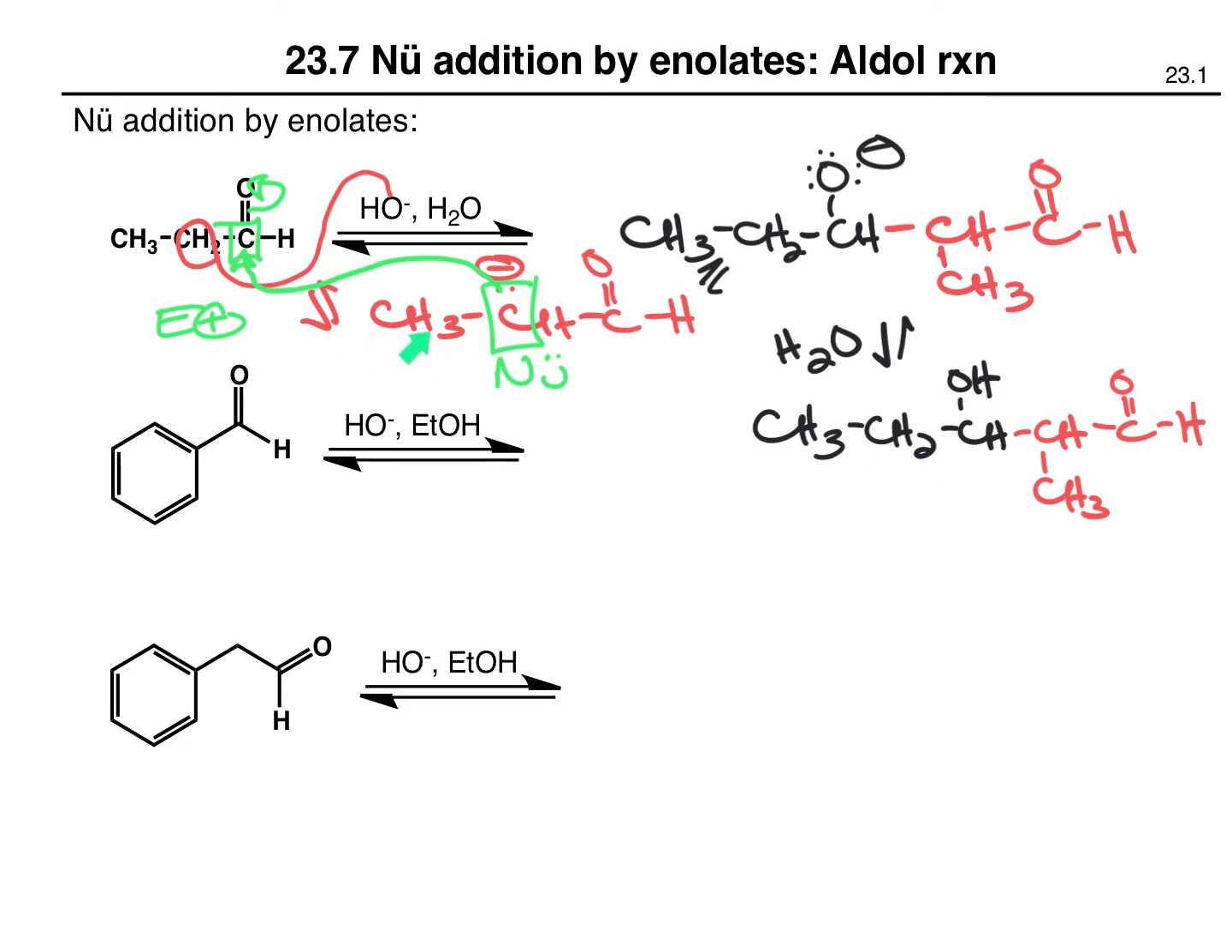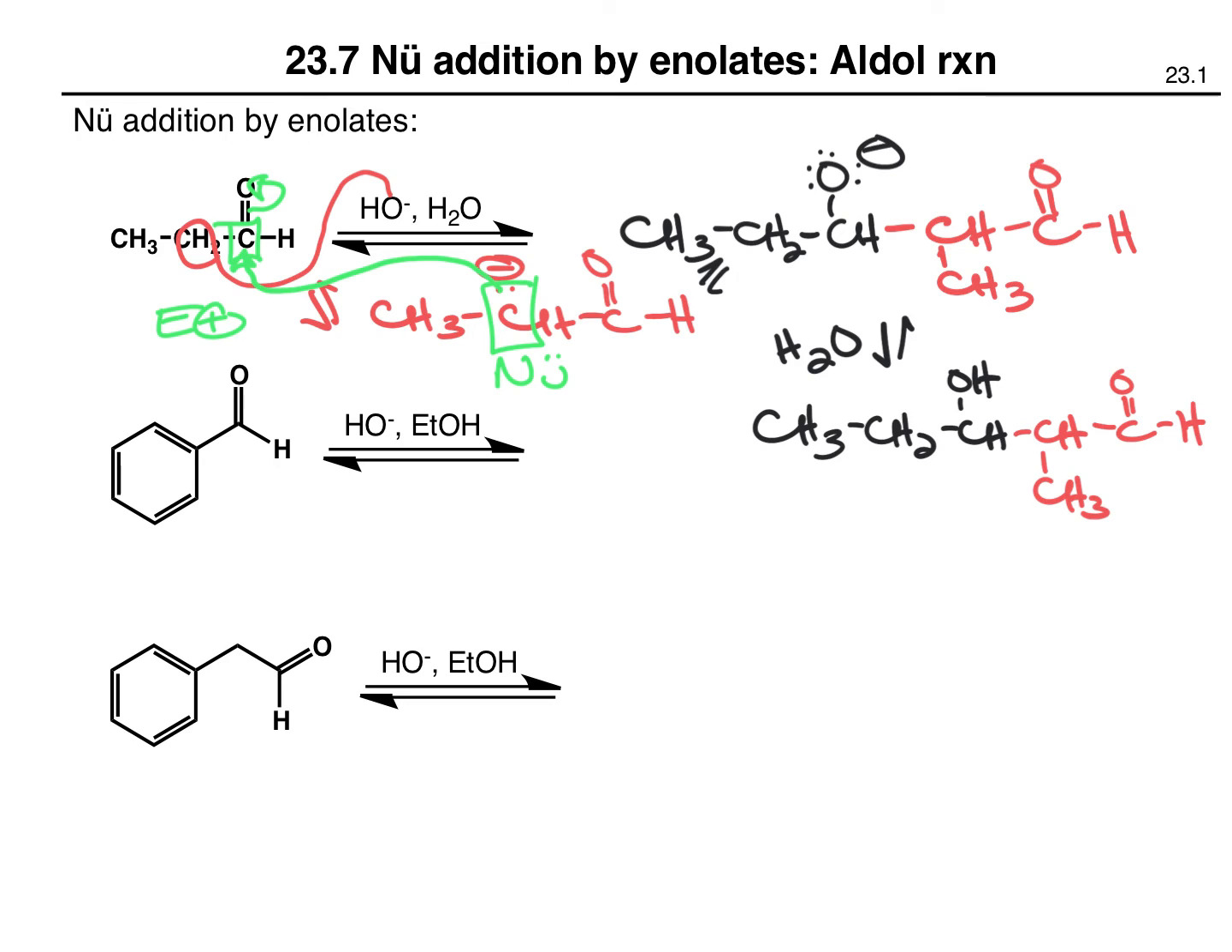While the original equilibrium step was not favored, and so we had more aldehyde than we had enolate, nucleophilic addition to an aldehyde is favorable, so that this equilibrium step is favorable. It lies toward the product, and then this step is also favorable and lies toward the product.